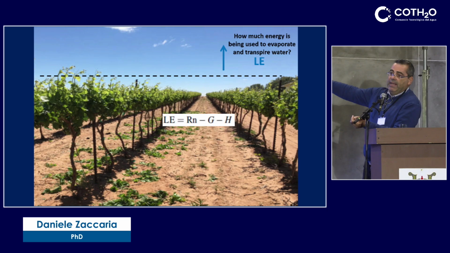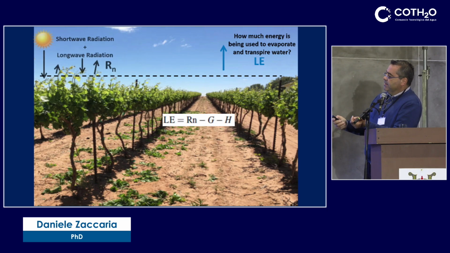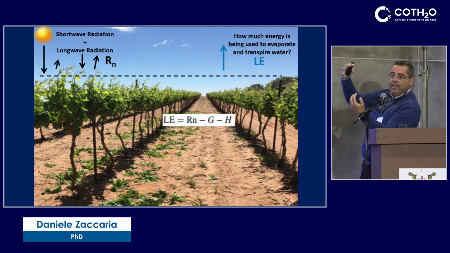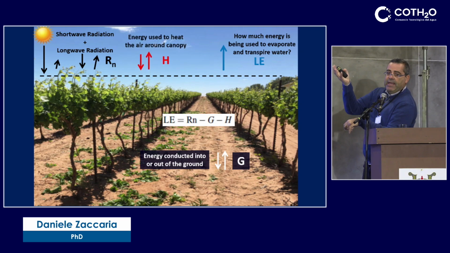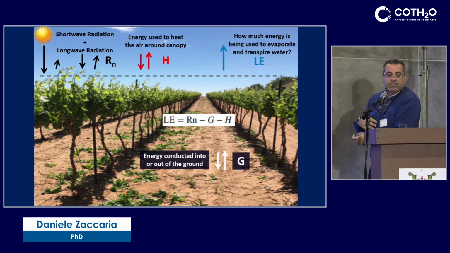This is the term LE. And this comes from the energy that is available from the sun that gets partitioned: some part of this energy goes into the soil. We call it ground heat flux. And then the rest goes to heat the canopy around the air. So these are the terms that we measure and obtain in field research.